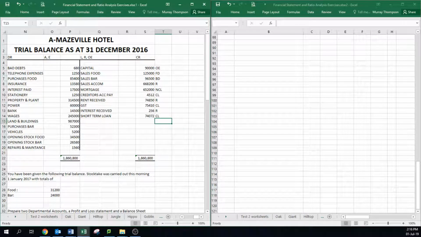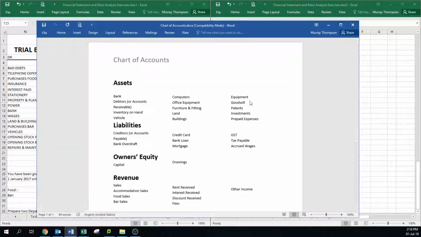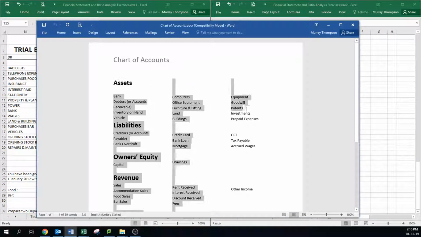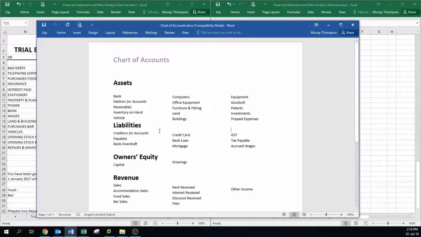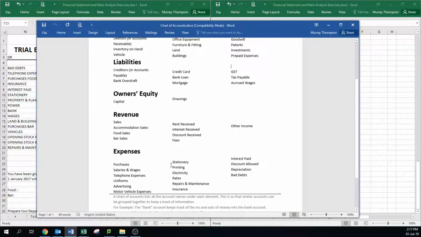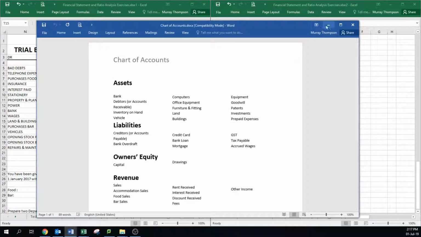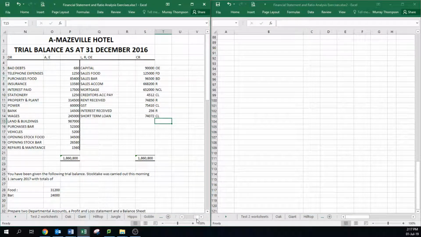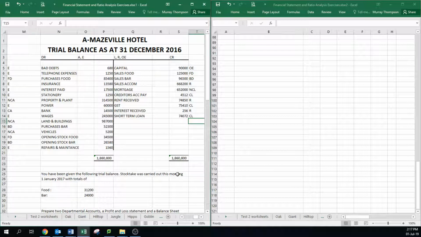Now if you need a bit of help figuring out what goes where, go back to week 1, week 2, and you'll be able to access this. It's also on the student J Drive, the chart of accounts. Under each element name, you've got different asset names, and for example different liabilities, owner's equity, revenue, expenses. That will help you figure out which one is which. So that's the chart of accounts. Step 1 is completed, and we've identified which element it is, or if it belongs to a food department or a bar department.